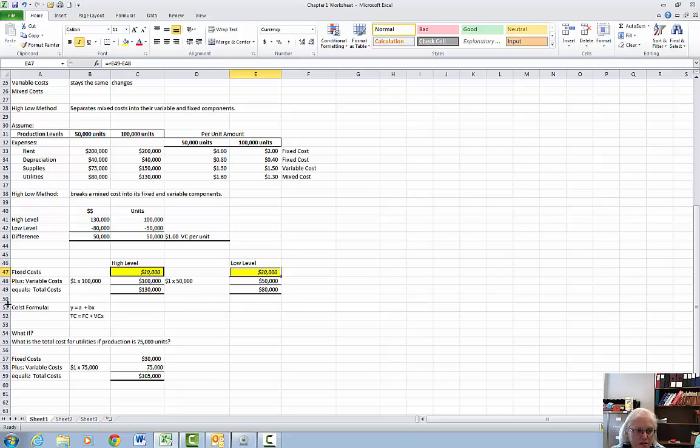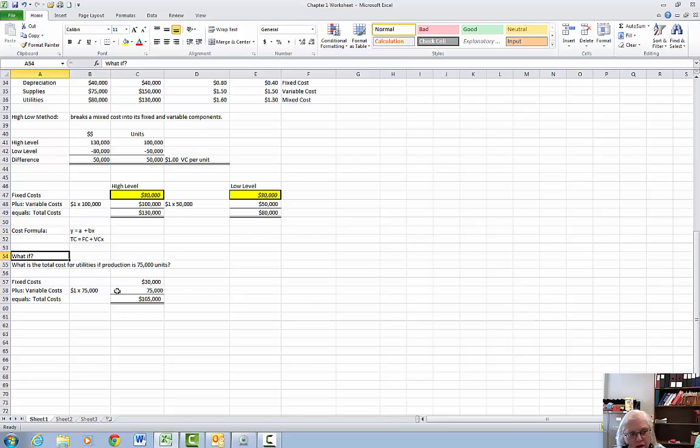All right, the cost formula, be helpful if I could spell. Okay, cost formula is y equals a plus bx. So the y is the total cost, the a is the fixed cost, the b is the variable cost, and the x is the number of units. So what we can do with this is we can play what if, and we can figure out what the total cost is for utilities at any production level we want to within the relevant range.